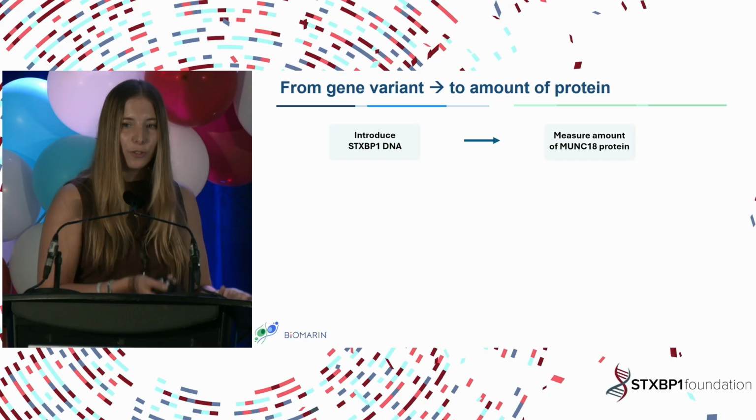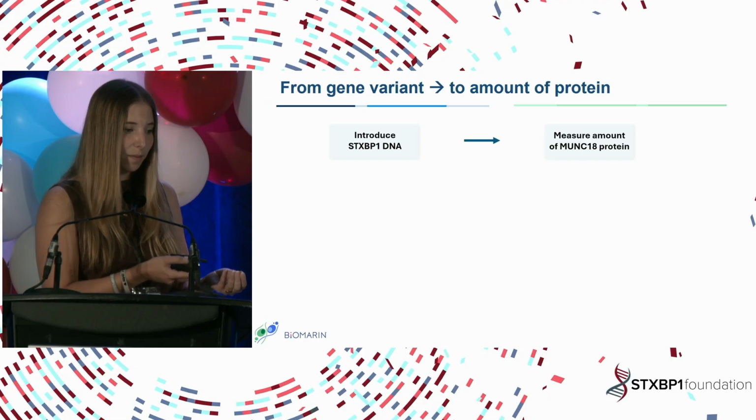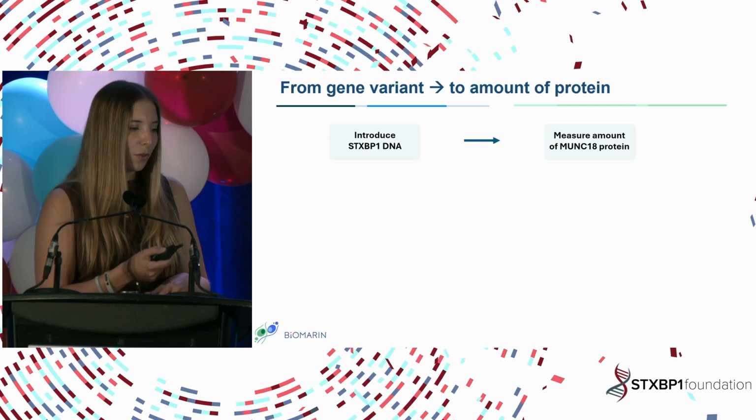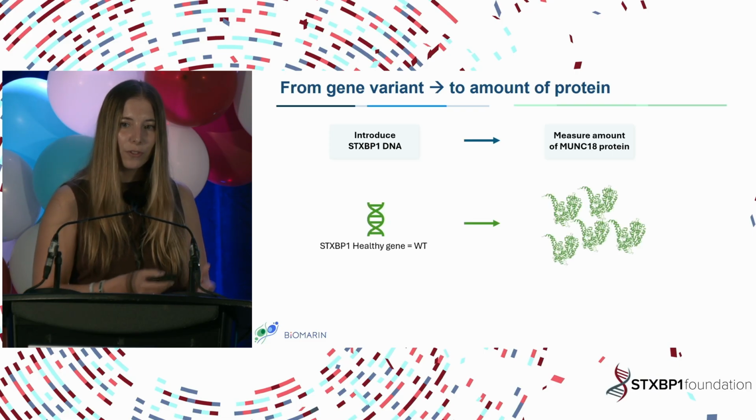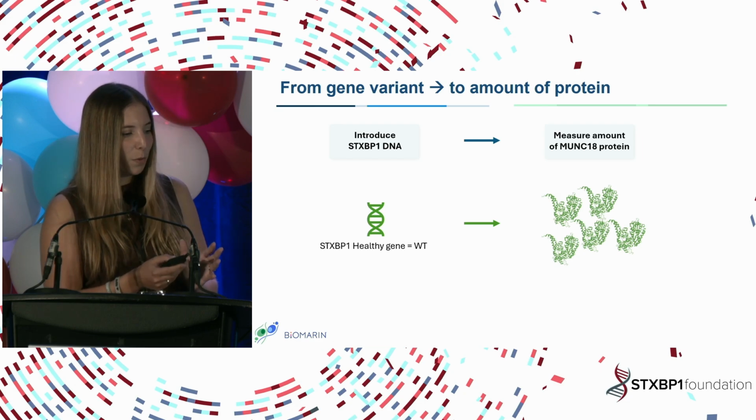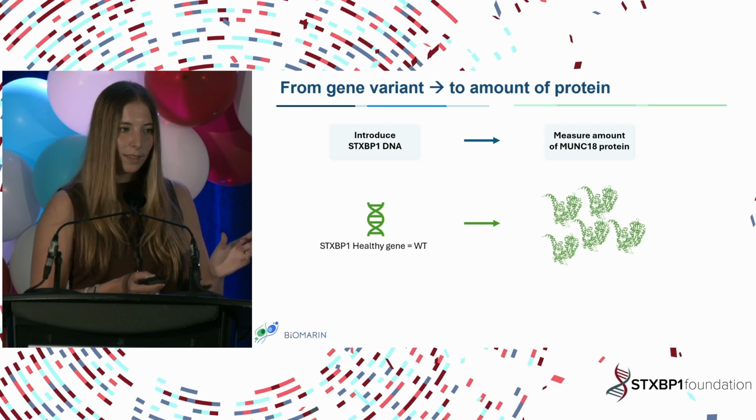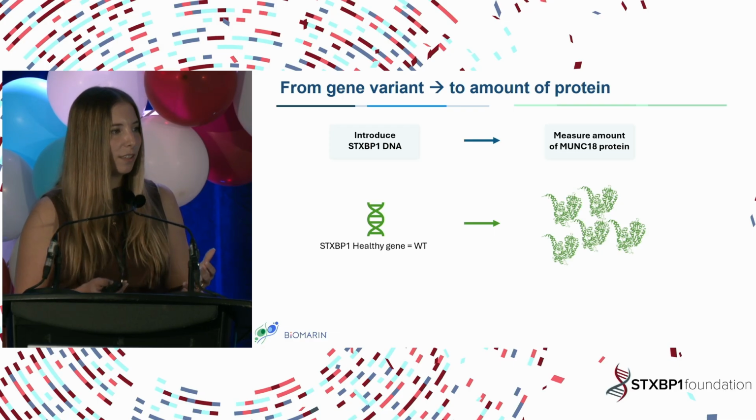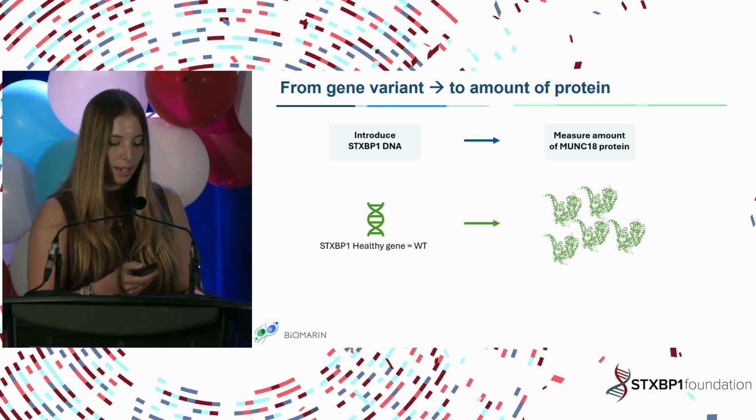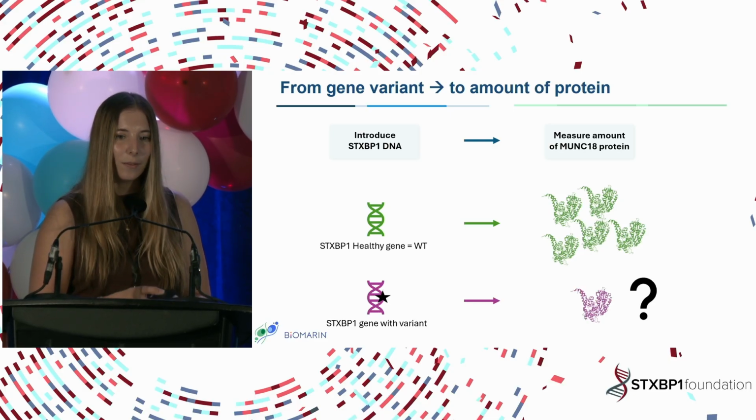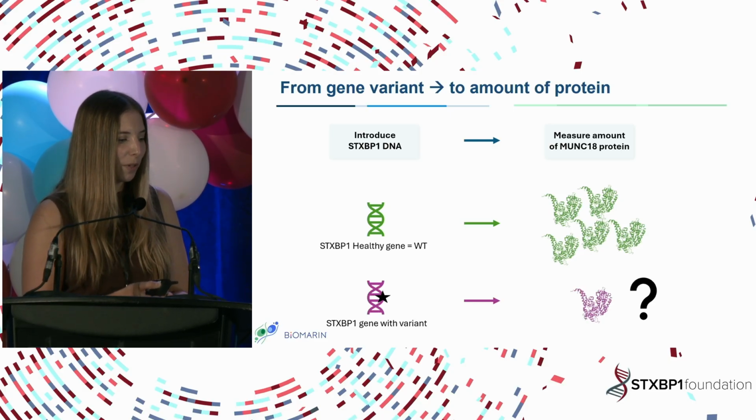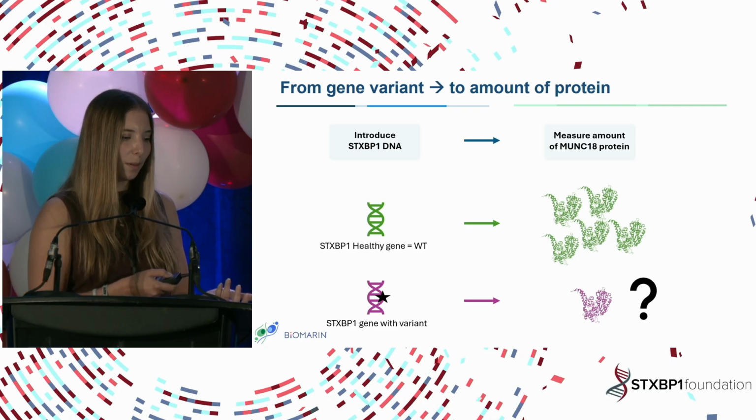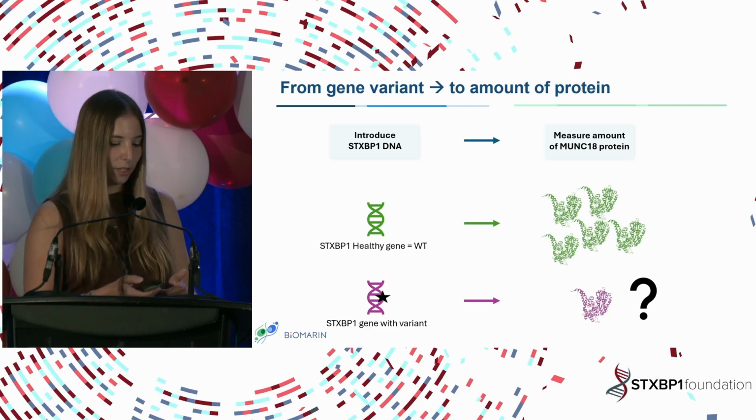So we first introduced STXBP1 DNA, and from that DNA we then measured how much protein was being made. So for example, we always introduce also a healthy copy of the STXBP1 gene. This is what we call in the lab wild type, or WT, which you will see in the graph later. And then we measure how much protein this healthy gene is producing. And then we do the same when we introduce an STXBP1 copy with the variant. And we will compare how much MUNC18 is being produced in the wild type situation and in the variant situation.